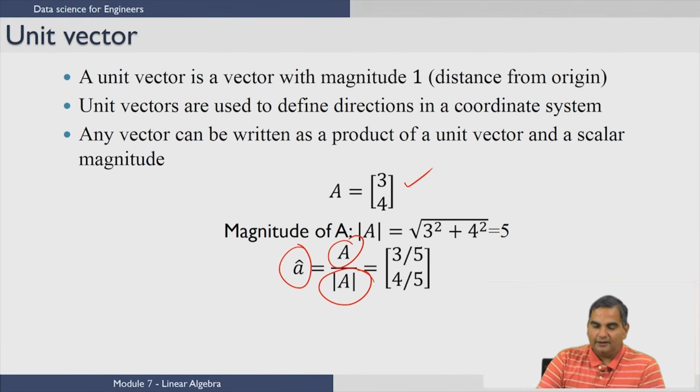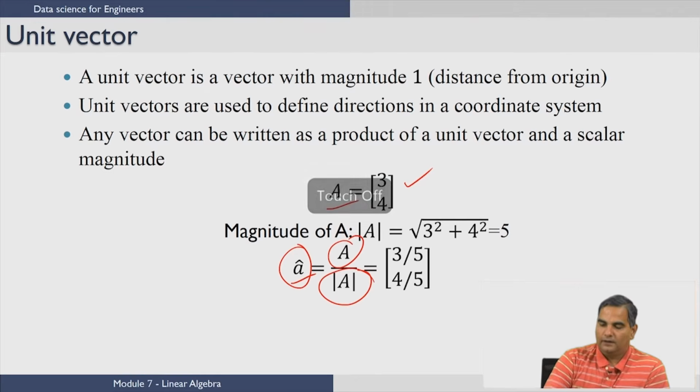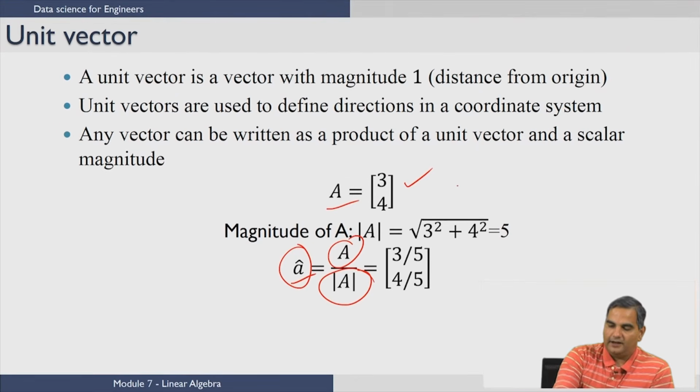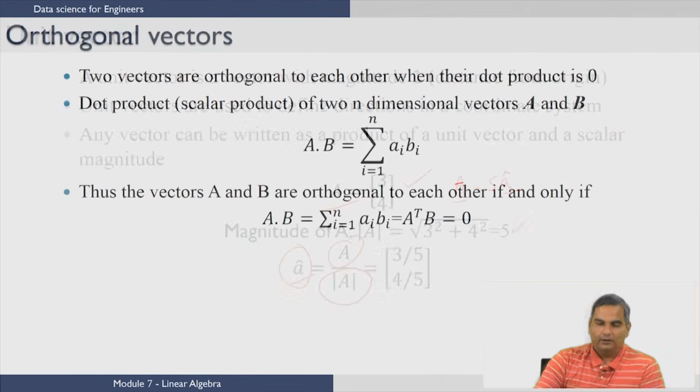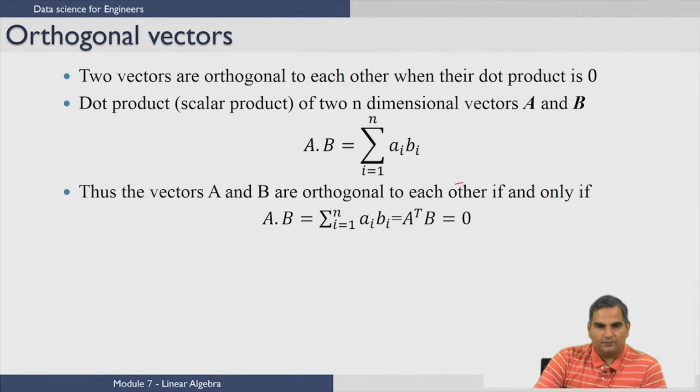The interesting thing is that this unit vector is in the same direction as A, however, it has magnitude 1. So, I could write A itself as 5 times the unit vector. Now, this is a unit vector and A has magnitude 5, which is what we derived here. We now introduce the next concept, which is important for us to understand many of the things that we are going to teach.